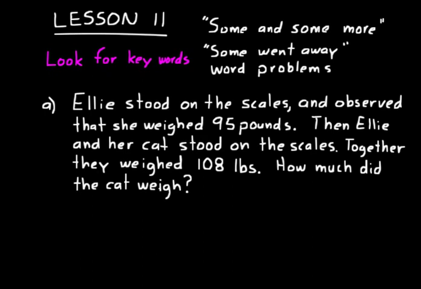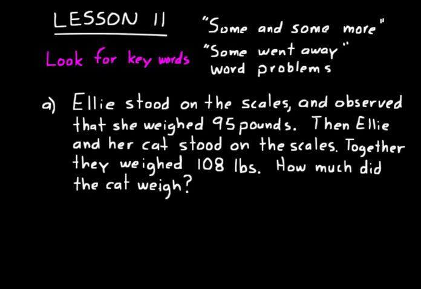Let's just go ahead and do some problems. The first thing you should do anytime you do a word problem is to read it through first. And this one says, Ellie stood on the scales and observed that she weighed 95 pounds. Then Ellie and her cat stood on the scales. Together, they weighed 108 pounds. How much did the cat weigh?